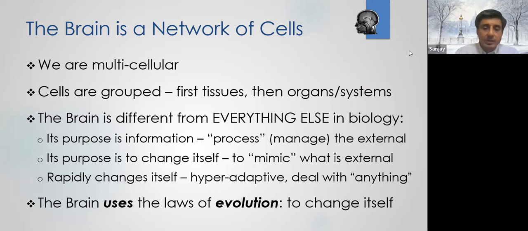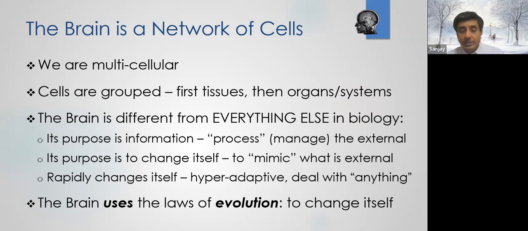So first, the brain. We all know that we are multicellular. We have more than one cell, and our cells are grouped first into tissues and then into organs and organ systems. And the brain is one of those organ systems. Now, the brain is different from everything else in biology.